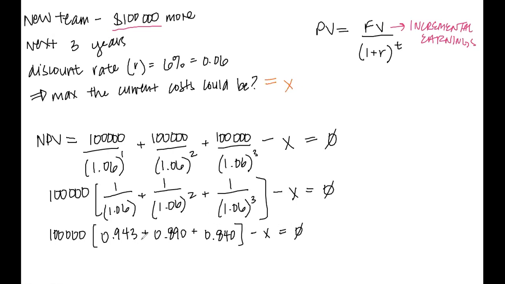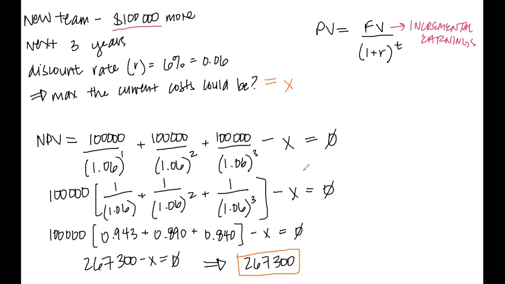And then adding each of those 3 decimals together and multiplying by 100,000, it comes out to 267,300 minus x equals 0. We can just add the x to the other side, so we get a final answer of 267,300. So what this number tells us is that his current costs can be no greater than $267,300 for him to decide to move to this new team for the investment to be worthwhile.